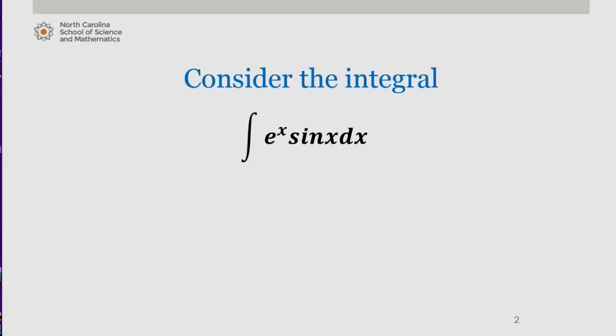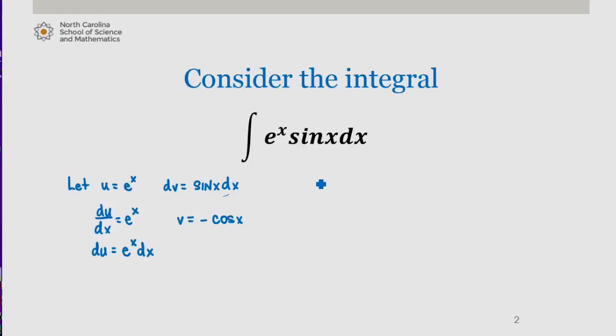Let's suppose that u is equal to e to the x, and dv is sine of x dx. With these choices, du dx is then e to the x, which tells us that du is equal to e to the x dx. Also, with this definition of dv, v is then equal to negative cosine of x.